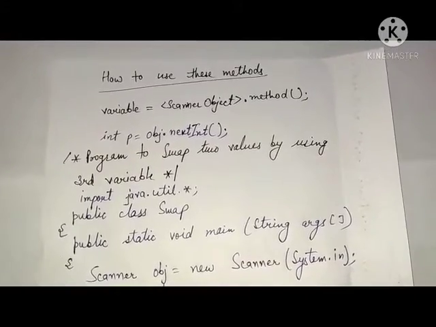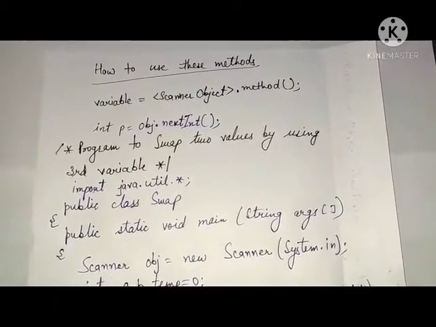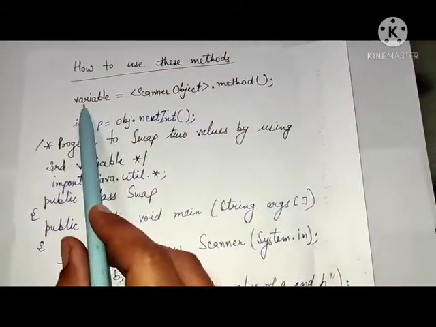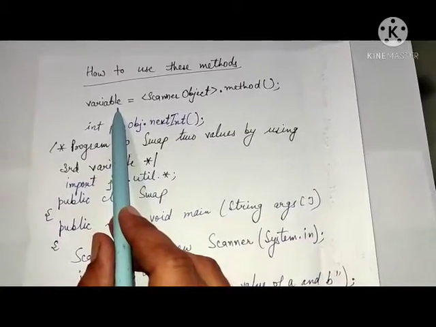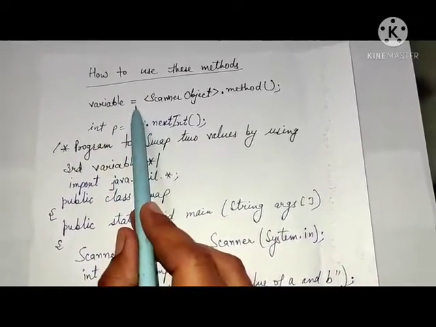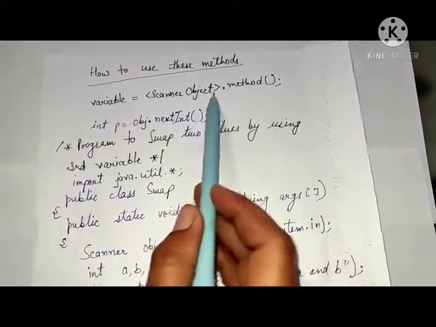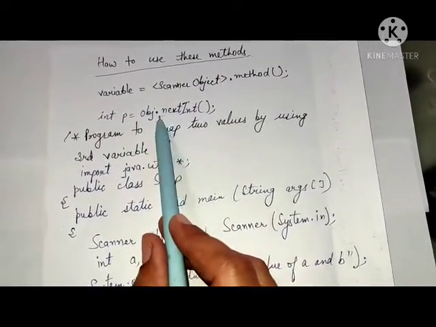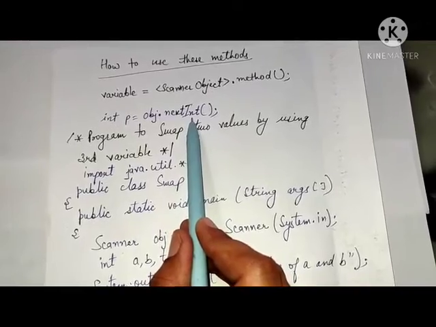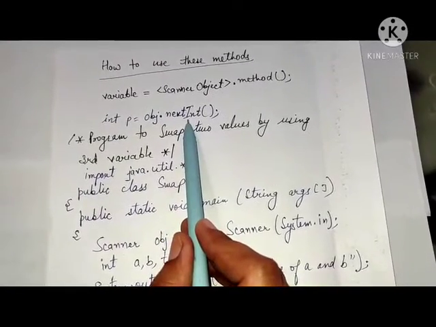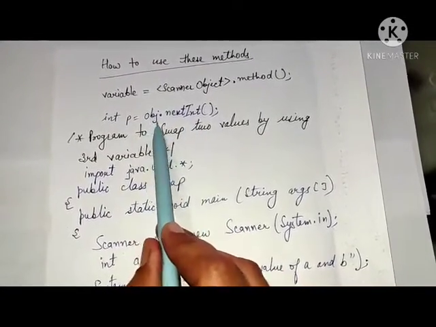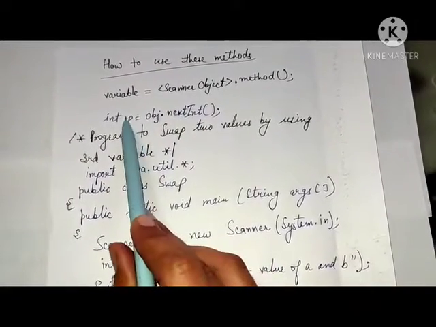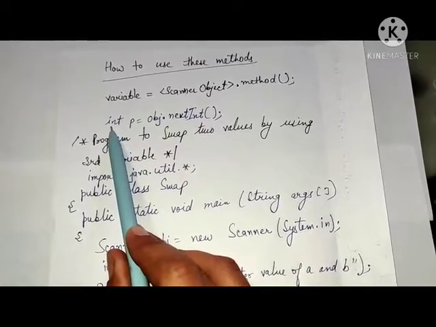Now students, how can we use the methods that are used to receive the token from the scanner object? For that we have to write the variable name in which we want to store that value is equal to scanner object name dot method name. For example, if I am using the nextInt method, it returns the integer value from the scanner object by writing obj.nextInt. So that value is stored in the p variable that is of int type.